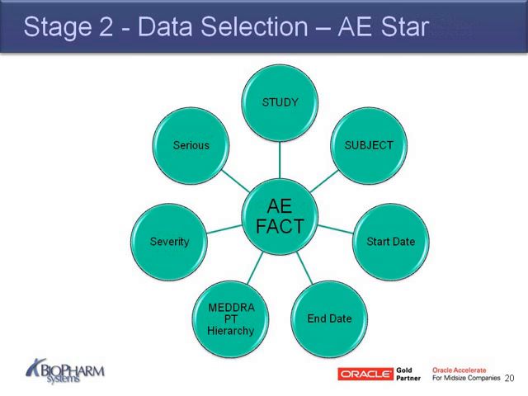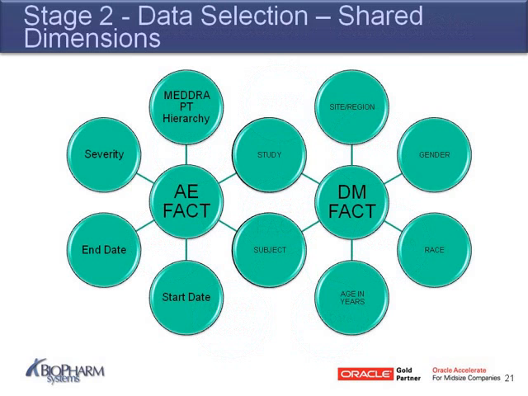This is just an example of an AE star. Again, severity, seriousness, MedDRA, etc. The real power comes when you do something called shared dimensions. And almost all of these stars have shared dimensions on study and subject.